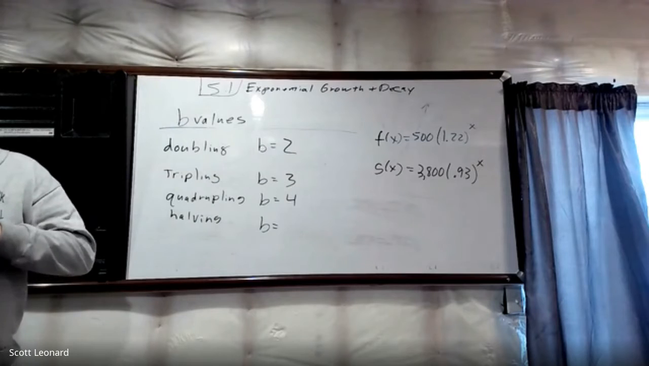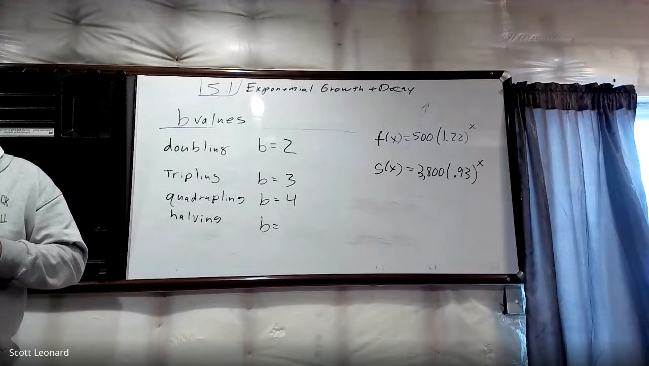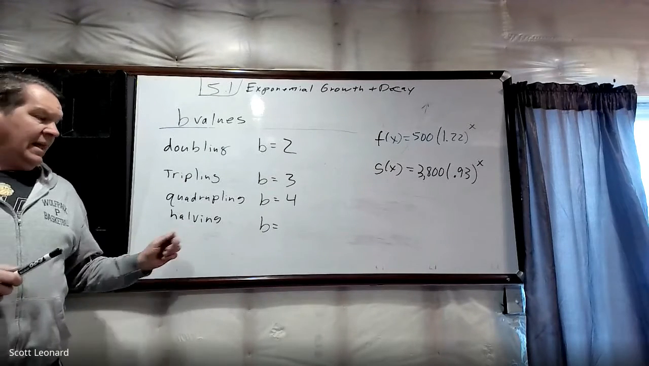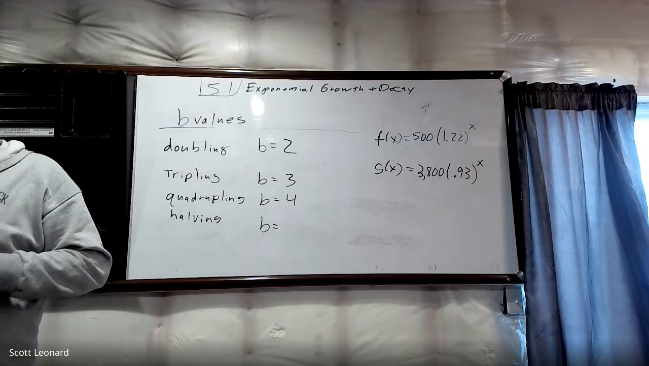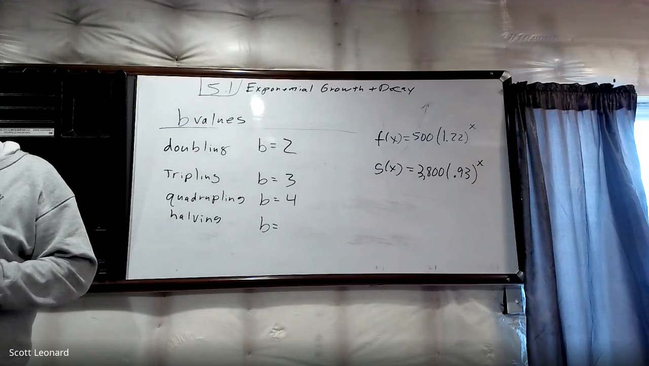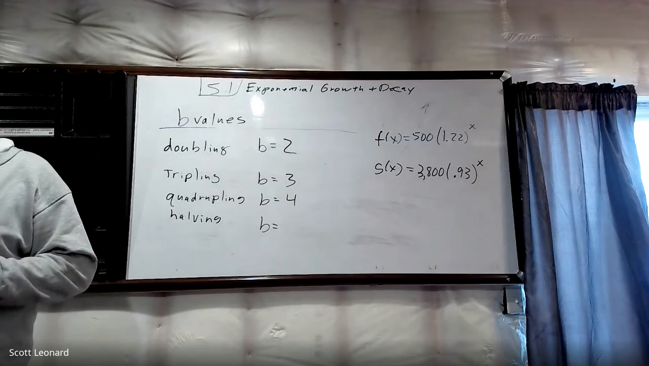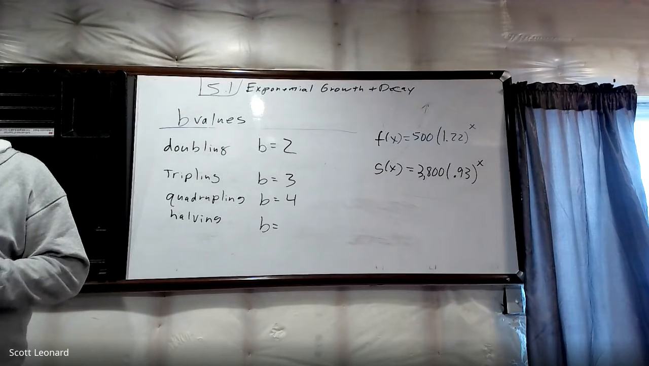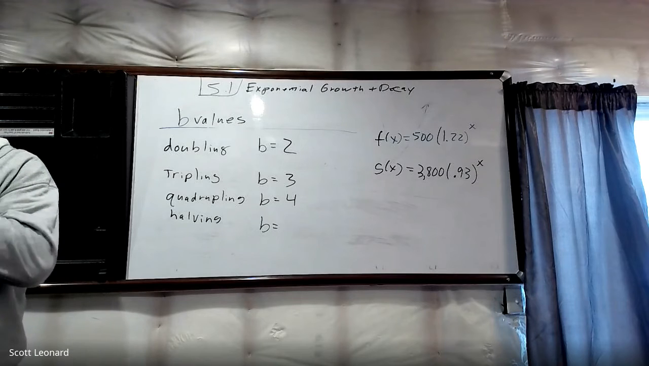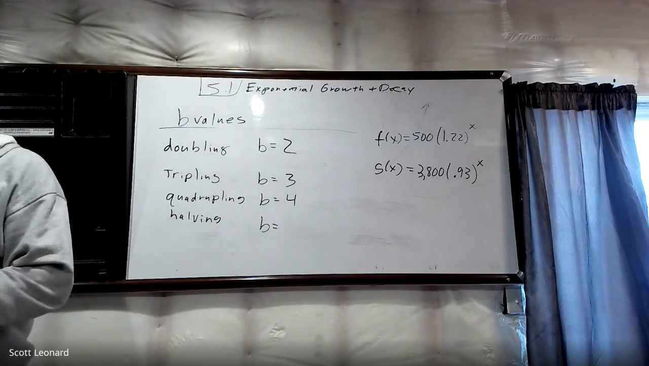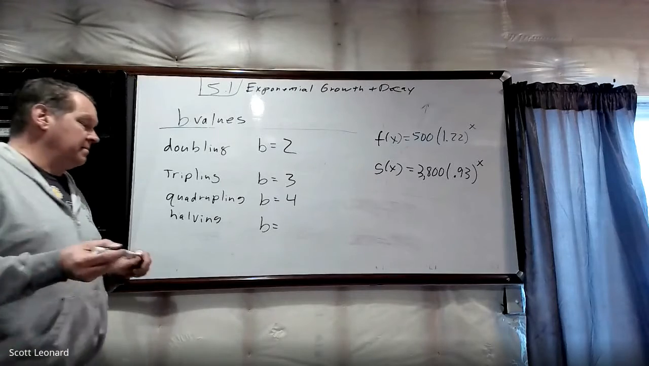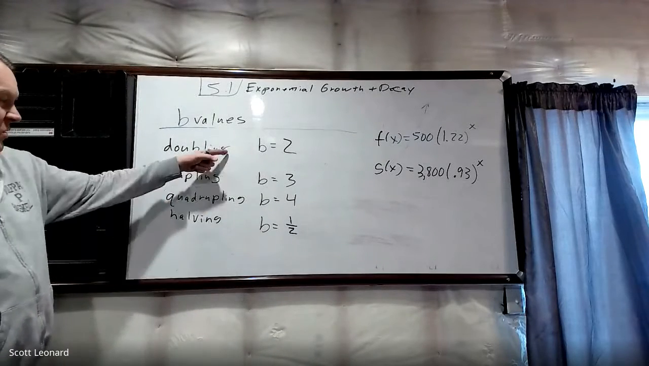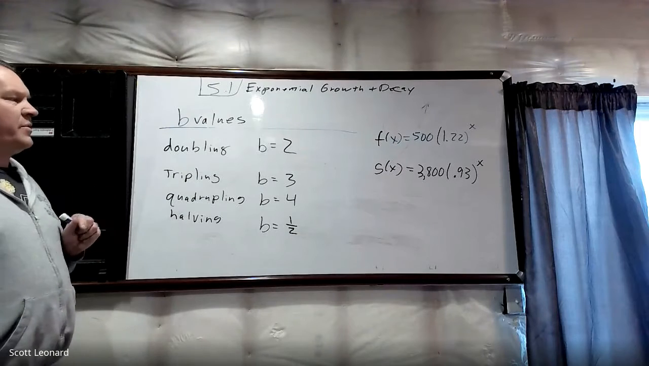Santi, you there? All right. Bella, how about you? What do you think halving is going to be? All right, Nick, how about you? Half. Yep. Okay, so you're going to see words like this. These will be the B values. They don't use percentages. So this is problems 1 through 6.